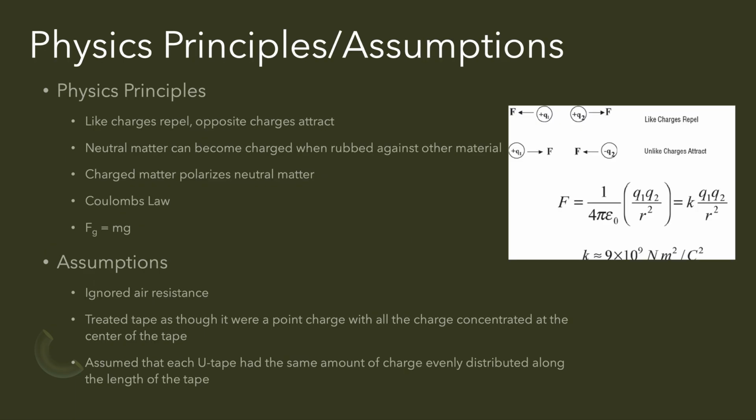So the physics principles we used were that like charges repel and opposite charges attract, that neutral matter can become charged when rubbed against other materials, that charged matter polarizes neutral matter, and then we used Coulomb's law, and that the force due to gravity is the mass times gravity. And then the assumptions we made: we ignored air resistance. We treated tape as though it were a point charge with all the charge concentrated at the center of the tape, and then assumed that each U-tape had the same amount of charge evenly distributed along the length of the tape.